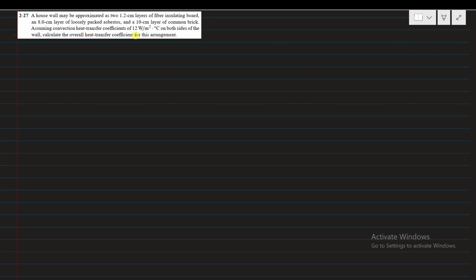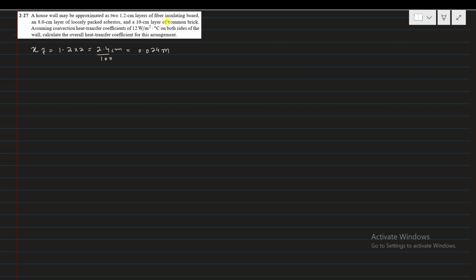We have a composite wall that is made of fiber board, 8 centimeter of asbestos and 10 centimeters of common brick. Okay, so first of all, the thickness of the fiber insulation is XF. These are 2 in number, so its thickness will be 1.2 multiplied by 2, so the required thickness you will get is 2.4 centimeters. Convert that into meter, just divide it by 100, so it will be 0.024 meter.